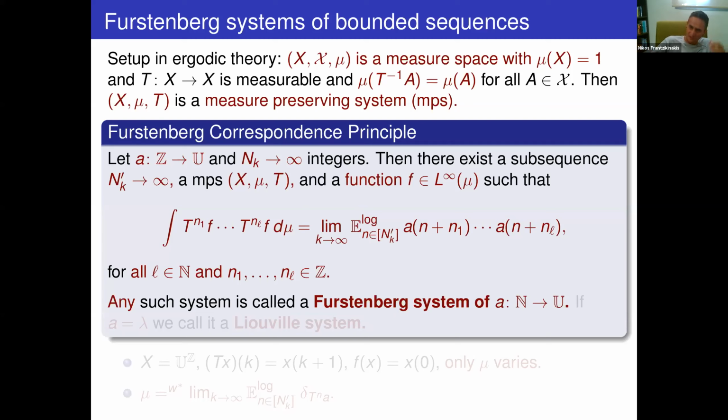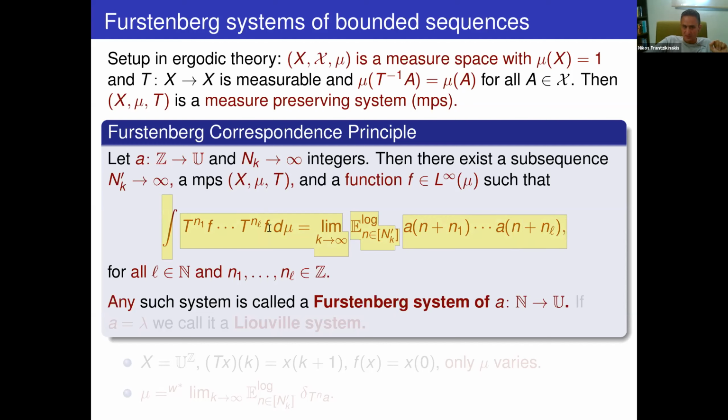For every sequence, you can find the subsequence, this diagonal argument, so that all these limits exist because you have countably many choices. Hence, you can always assume without loss of generality that these limits exist. Then you construct the system. Okay. So the thing I want you to remember is this identity, that I will use all the time.